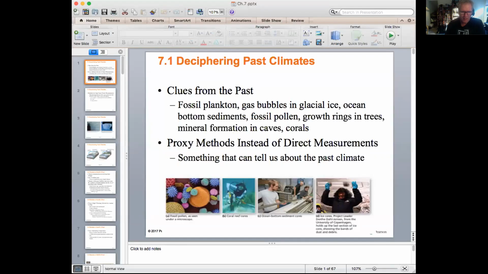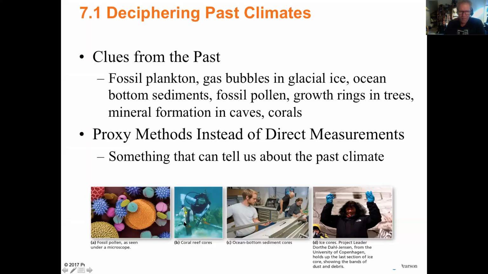And the first part of the lecture, we want to look at how we know the climate's changing, and the book goes into this in a lot of detail. So I'm just going to cover it kind of briefly here. Okay, so what we do is we look at evidence from the past, and that will give us some idea of what the climate was like thousands of years ago, and sometimes hundreds of thousands of years ago. We can look at fossil plankton, gas bubbles in glacial ice, ocean and lake bottom sediments, fossil pollen, growth rings in trees, which is very common, and mineral formation in caves and corals.